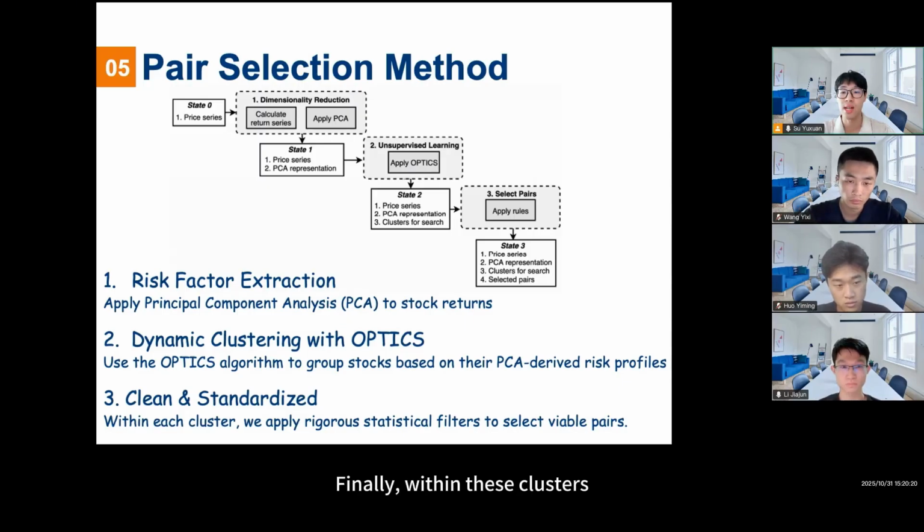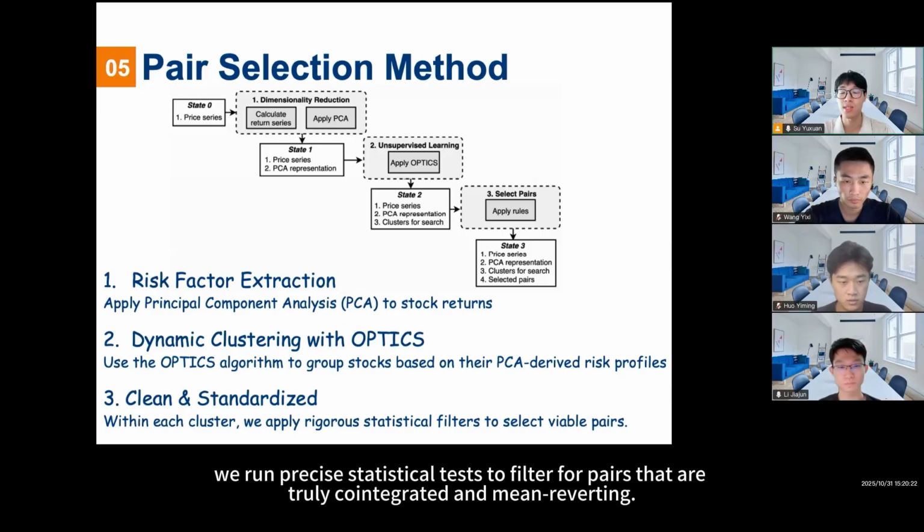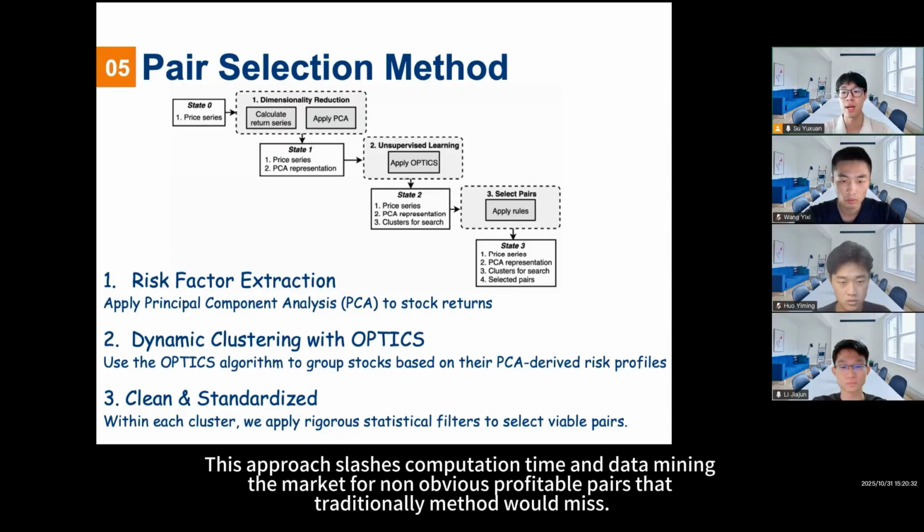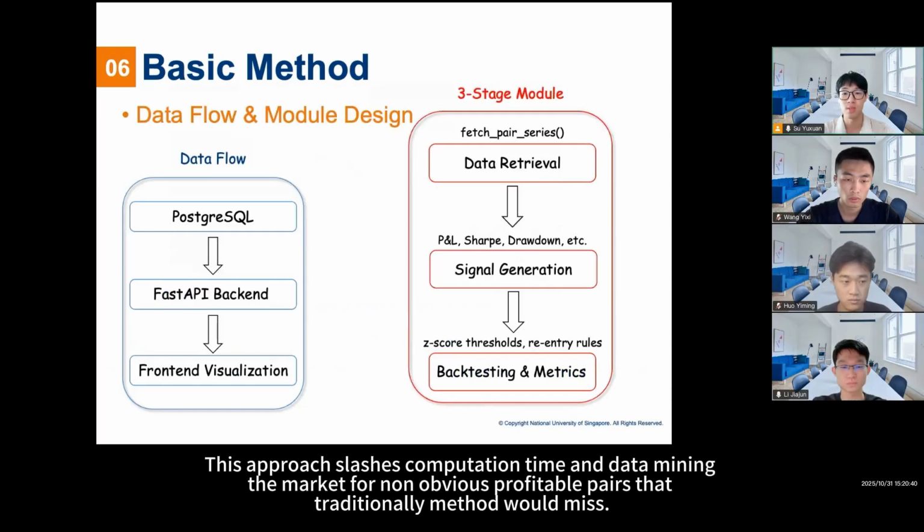Finally, within these clusters, we run precise statistical tests to filter for pairs that are truly cointegrated and mean reverting. This approach slashes computation time and data mines the market for non-obvious, profitable pairs that traditional methods would miss.